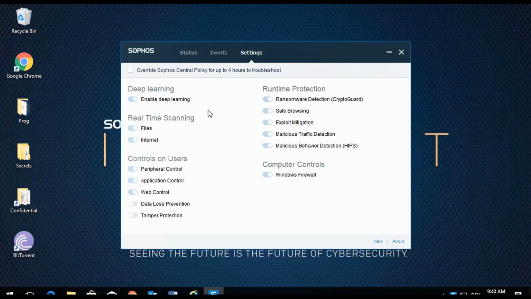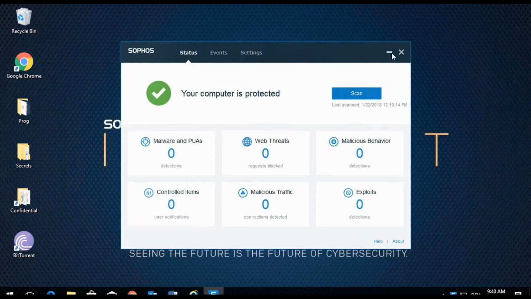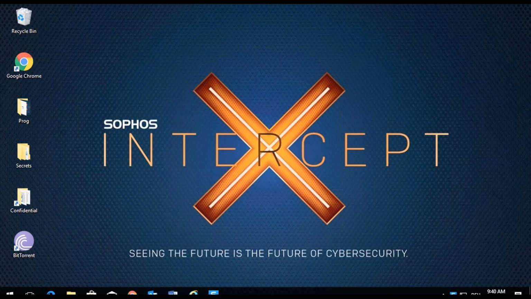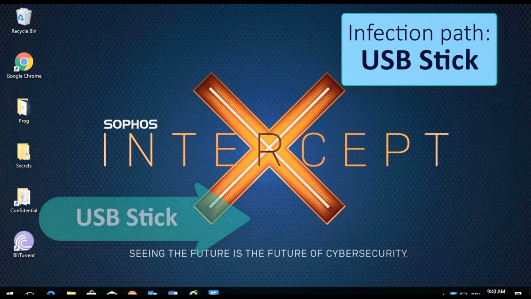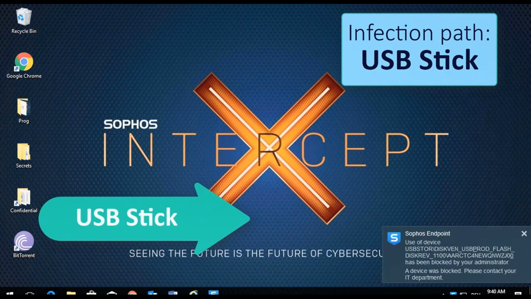As you can see, a combination of next generation technologies like deep learning, like exploit mitigation, ransomware detection, combined with traditional technologies like reducing the attack surface with device control or file-based signature-based scanning. So we have multiple infection paths how someone could infect your network.